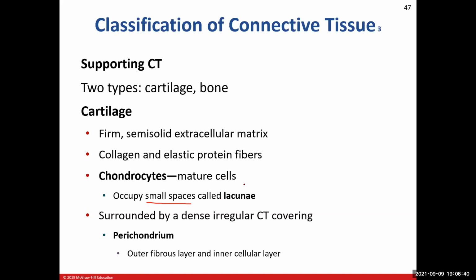So certain types of cartilage will be covered by a dense irregular connective tissue. All right, and we call that perichondrium.